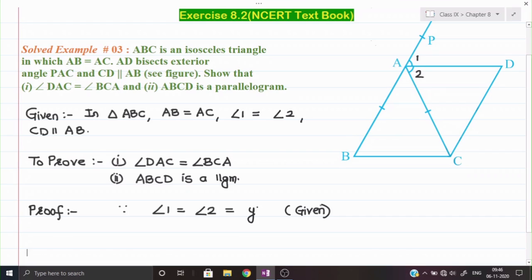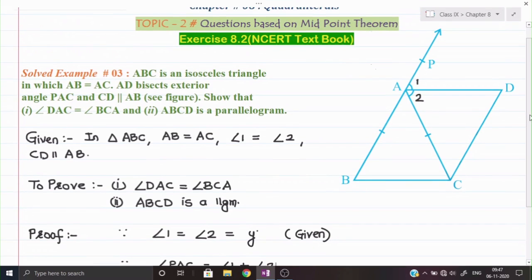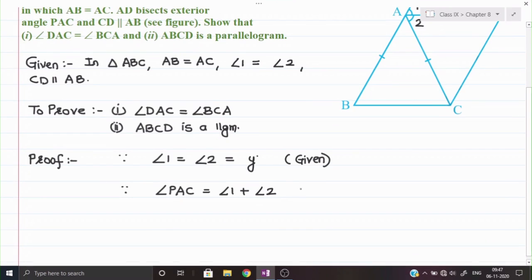Okay, if I further extend, so observe, we can say that angle PAC is equal to angle 1 plus angle 2, because angle 1 and angle 2 both are the part of angle PAC, and if you join angle 1 and angle 2 it will form the angle PAC over there. But now angle 1 and angle 2, how much I have, that is y and y, so we will write down here y plus y. So we can say that therefore angle PAC will be equal to 2y. Okay, that is the one result we got over here.